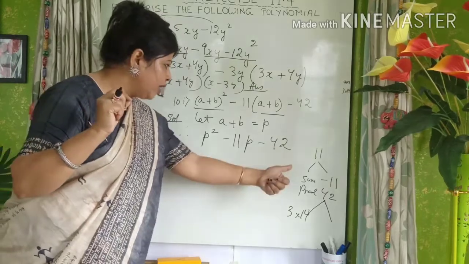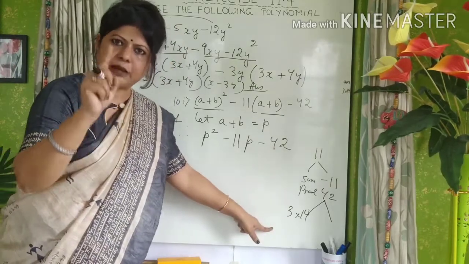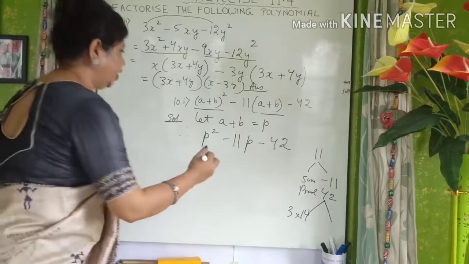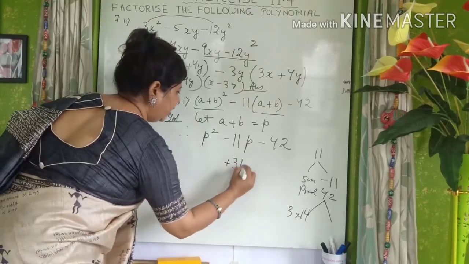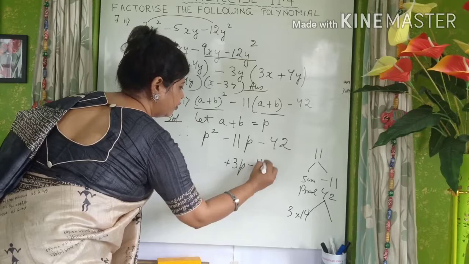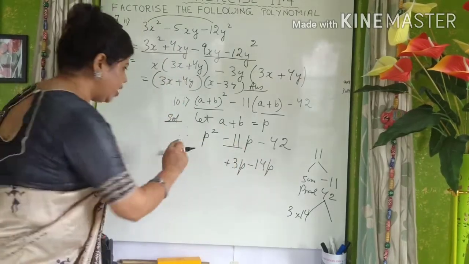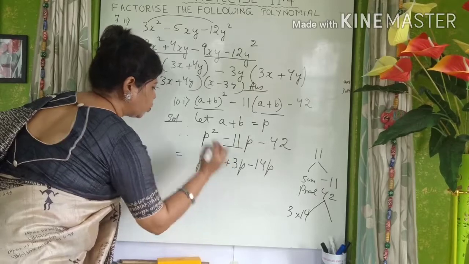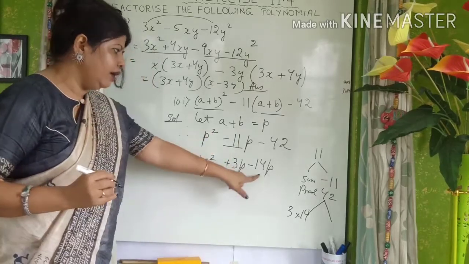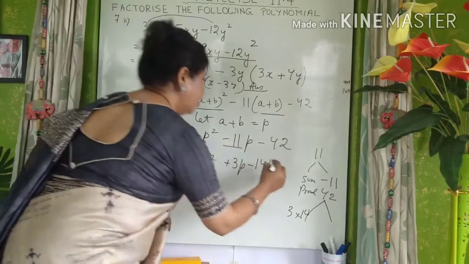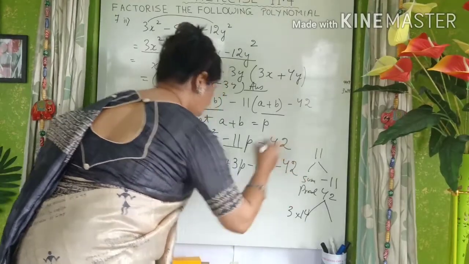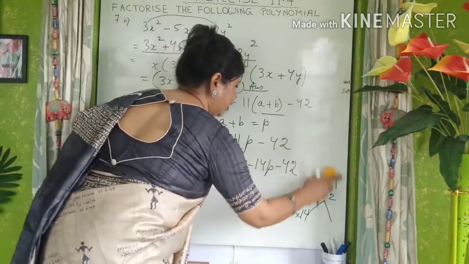Follow? So how to get minus 11? You must take plus 3 minus 14. Plus 3p and minus 14p to get minus 11. Follow children? So this equals to p square plus 3p minus 14p minus 42. So now you can clean the rough work from here.